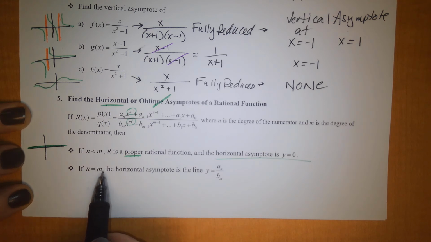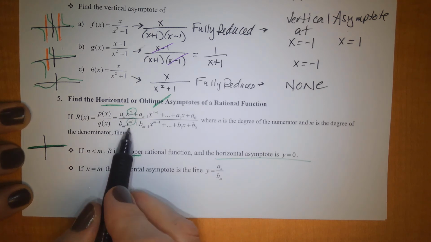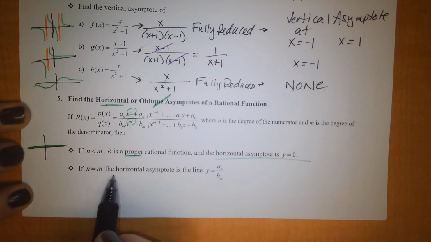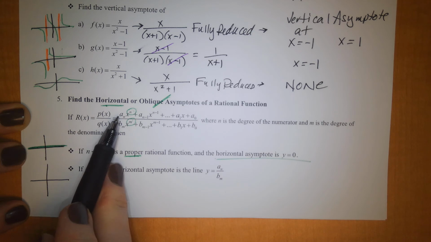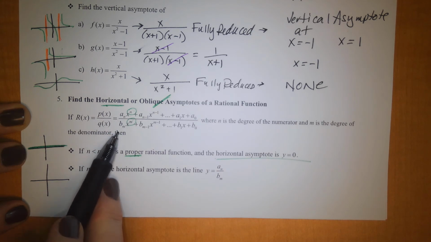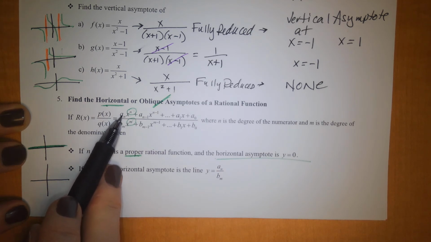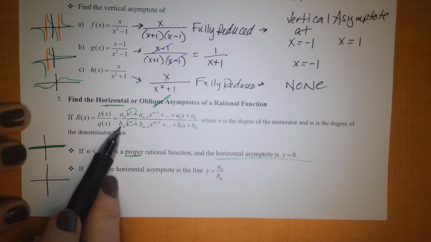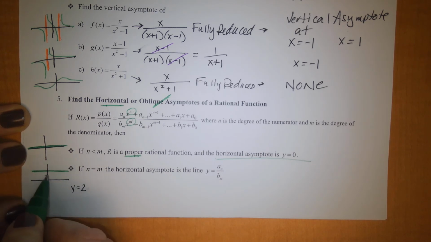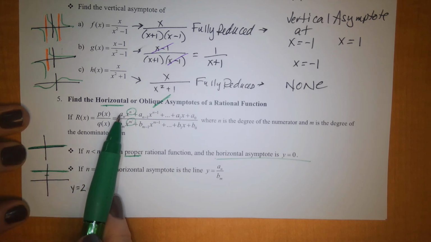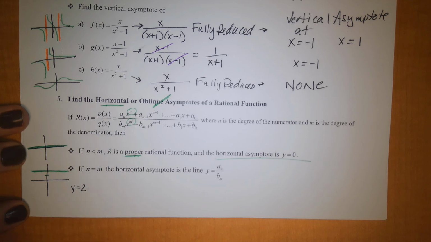If n is equal to m, in other words, the same degree on top and bottom, they match, then you will have a horizontal asymptote at the line y equals whatever the division of these two numbers are. So for example, if a is 4 and b is 2, 4 divided by 2 is 2. So you'll have a horizontal asymptote at y equals 2, which would look like this. So your horizontal asymptote will move based on what the coefficients are in front of those first two terms.